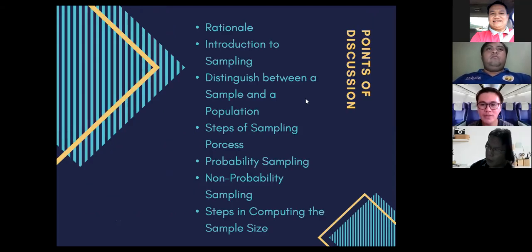So here are the points of discussion. First is the rationale. Second is the introduction to sampling. Third is distinguishing between a sample and a population. Then the steps of sampling, probability sampling, non-probability sampling, and steps in computing the sample size.